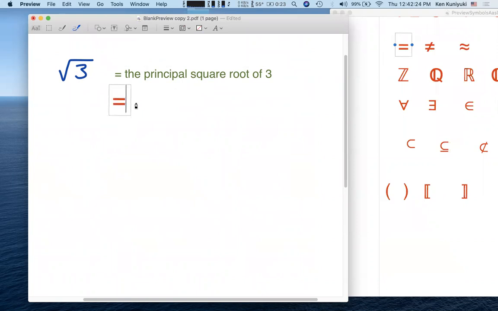It equals 1.73 yada yada yada. It goes on and on and on without a repeating pattern. So the square root of 3 is an irrational number. It neither terminates nor does it have a repeating pattern like 1/3 does, 0.333 and so forth, 0.3 bar. So in that sense, root 3 is kind of like pi.